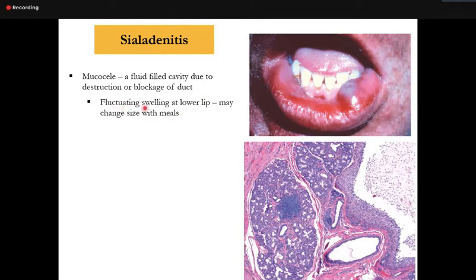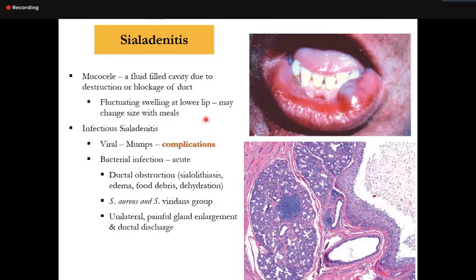Now, any cystic structure fluctuates. So this will be a fluctuating swelling at the lower lip. And because the duct is blocked, it may increase with the meals. Because during meals, as the salivary glands secrete saliva, it will accumulate in the surrounding structures, and then it will increase in size. And it is the most common type of acute sialadenitis.